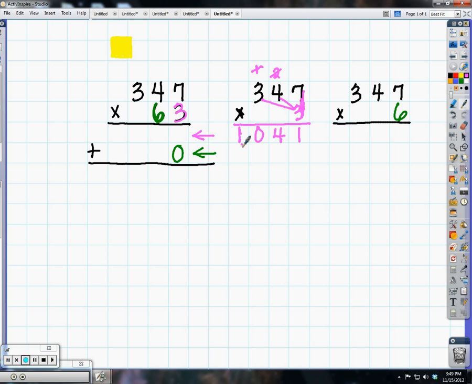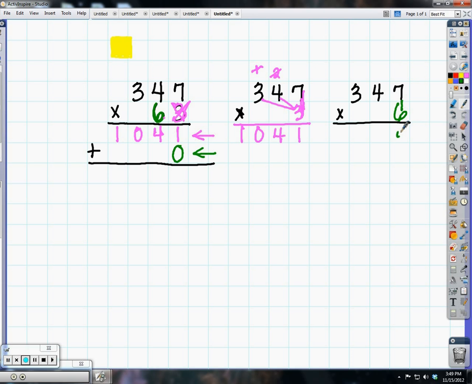I just need to make sure I put all of the digits in the right columns. So I'm going to rewrite my 1. Okay, 1 in the ones column, 4, 0, 1. 1,041 to match that. So now I'm actually done multiplying by the 3. Now I'm going to concentrate on multiplying by the 6. And that's going to be my second problem over here.